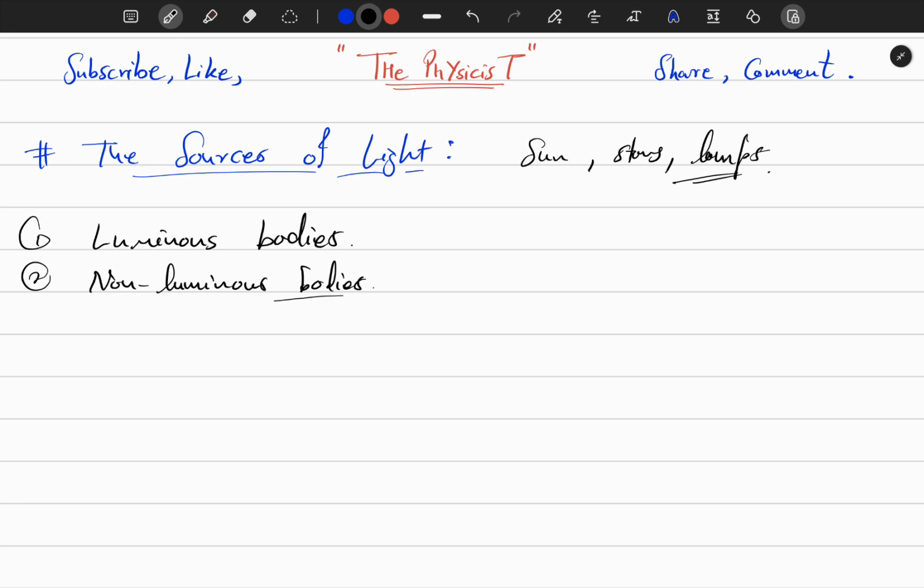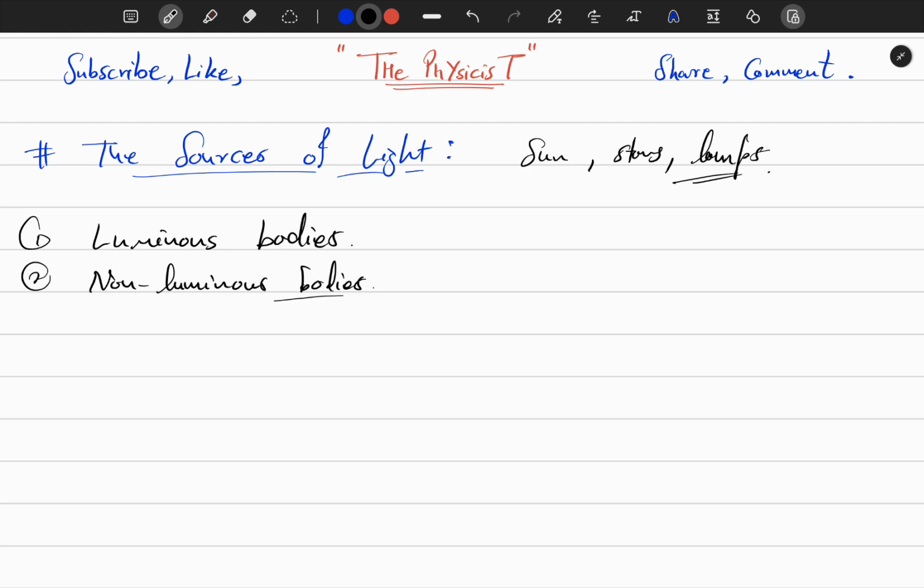Luminous bodies are those bodies which emit light, which are the sources of light, and non-luminous bodies are those bodies which cannot emit light. They are visible only when they receive light from some luminous source and they send the reflected light back to our eyes. Whether a body is luminous or non-luminous depends upon the conditions as well as on the material of which it is made. So by changing the condition, we can make substances luminous or non-luminous.